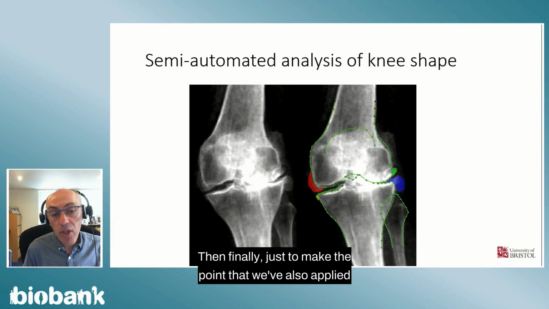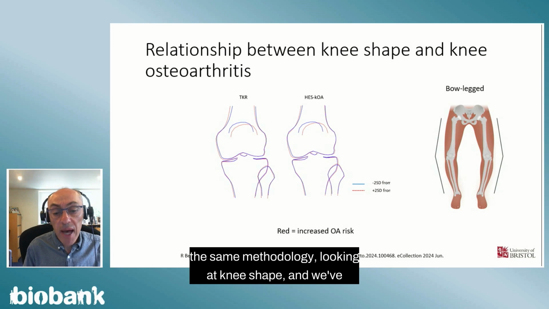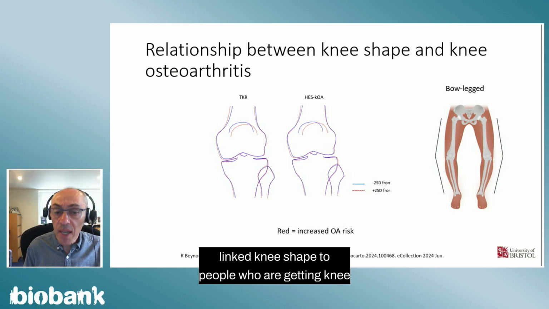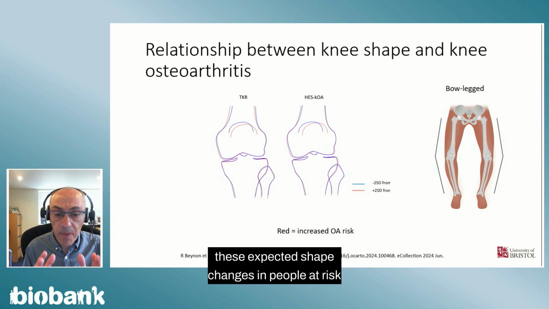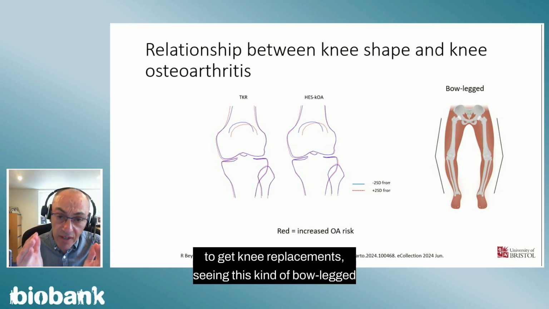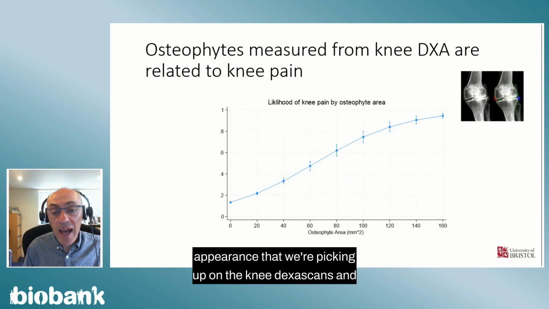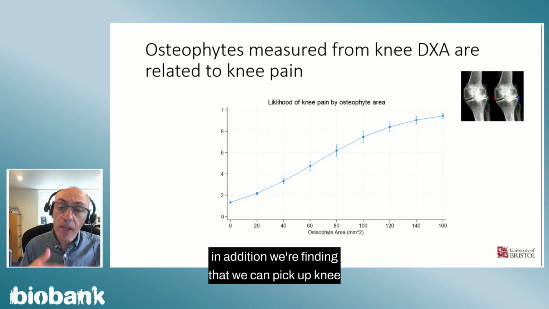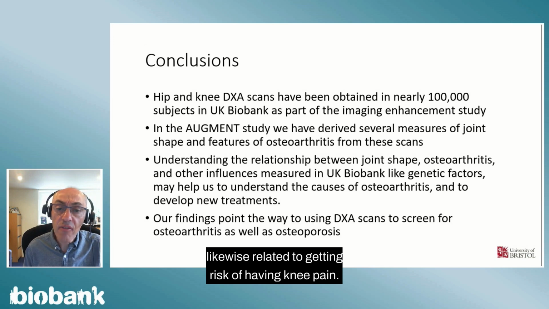Then finally, just to make the point that we've also applied the same methodology to looking at knee shape. We've linked knee shape to people who go on to get knee replacements, and sure enough we're seeing the expected shape changes, with this kind of bow-legged appearance that we're picking up on the knee DEXA scans. In addition, we're finding that we can pick up knee osteophytes on these knee DEXA scans, and they're likewise related to risk of having knee pain.